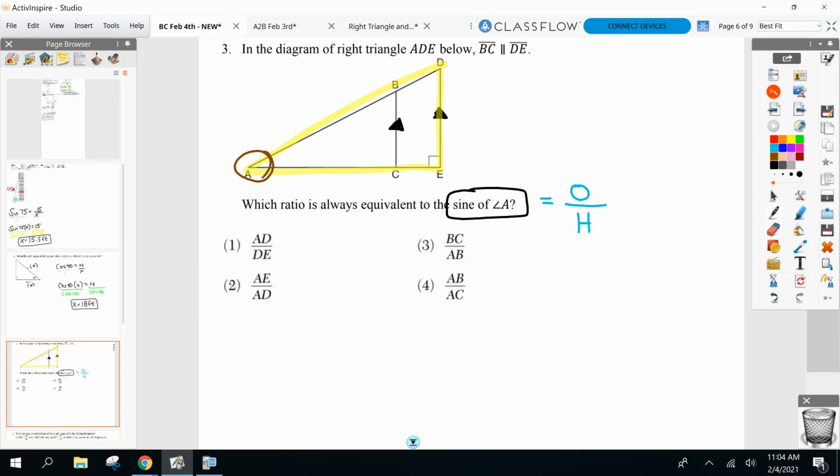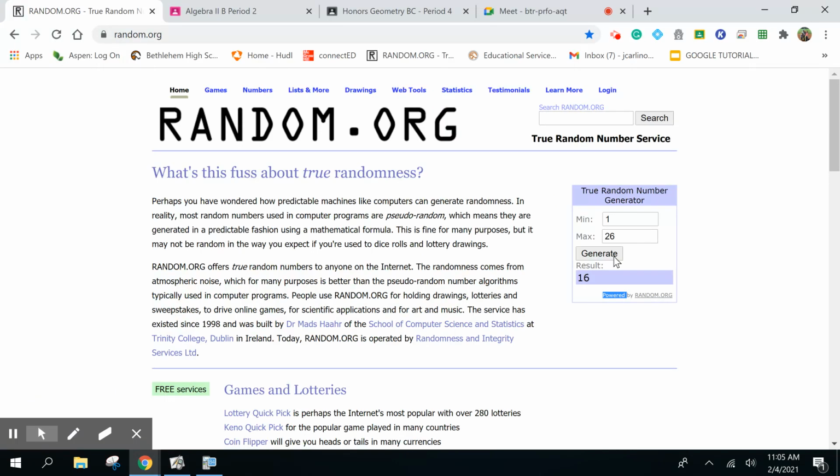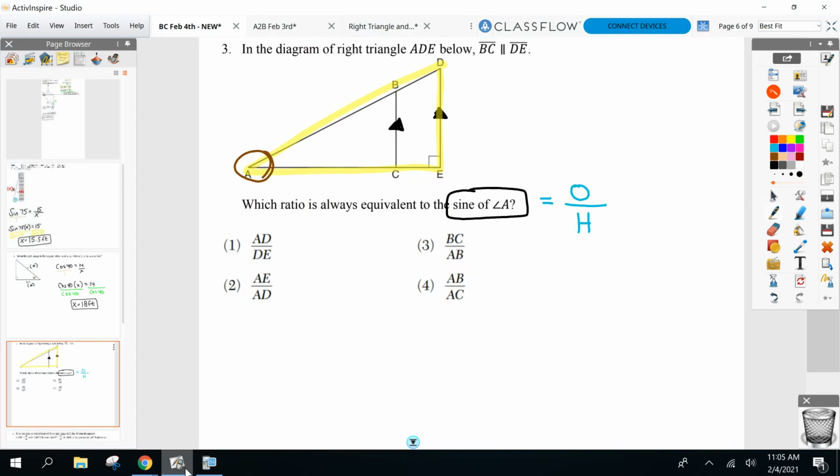We're going from angle A. Emily, what is opposite angle A in triangle ADE? DE. DE, good. And then Emily, stay with me. What's the hypotenuse in that triangle? AD. All right, DE over AD. Oh, boy. Uh-oh. That's not a choice, guys. It's correct. It is correct, but it's not a choice. Yikes. Okay, so what the heck then?